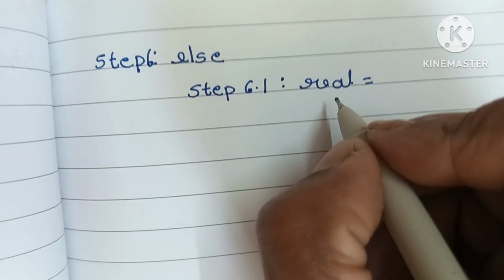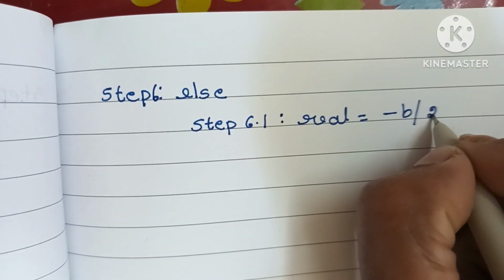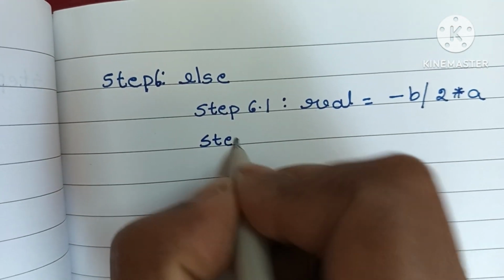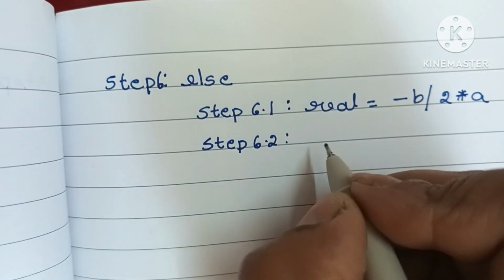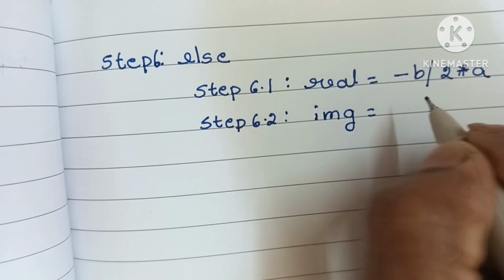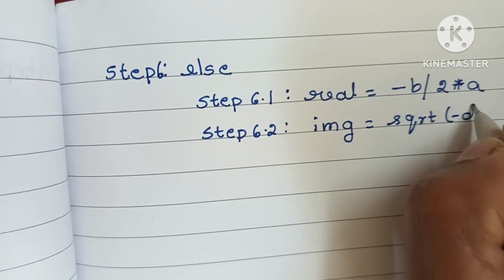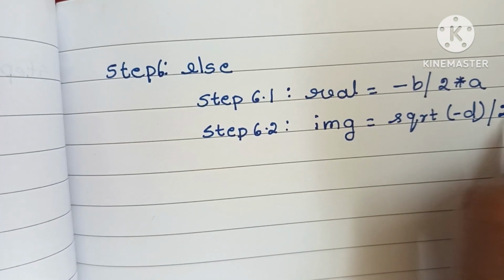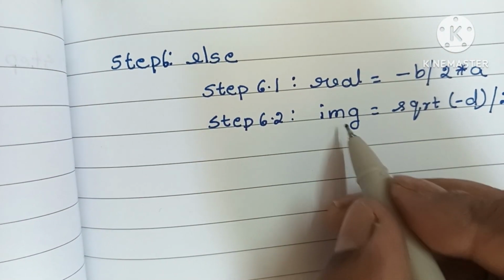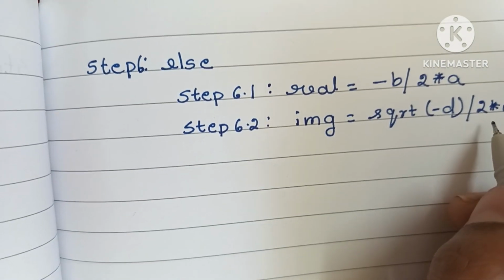Got it? So here we have to calculate real value. Real value is equal to minus b divided by 2 into a. Next, in step number 6.2, we have to calculate imaginary value. Imaginary value is equal to square root of minus d value divided by 2 into a. Got it? Imaginary value, img, is equal to sqrt, square root of minus d divided by 2 into a.